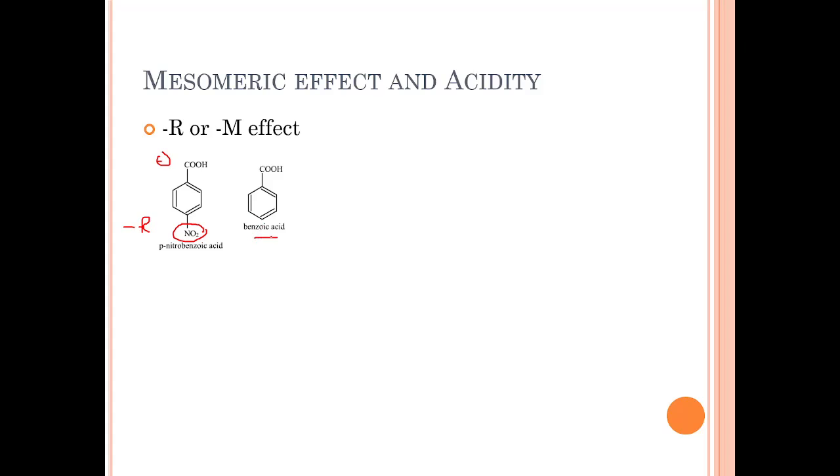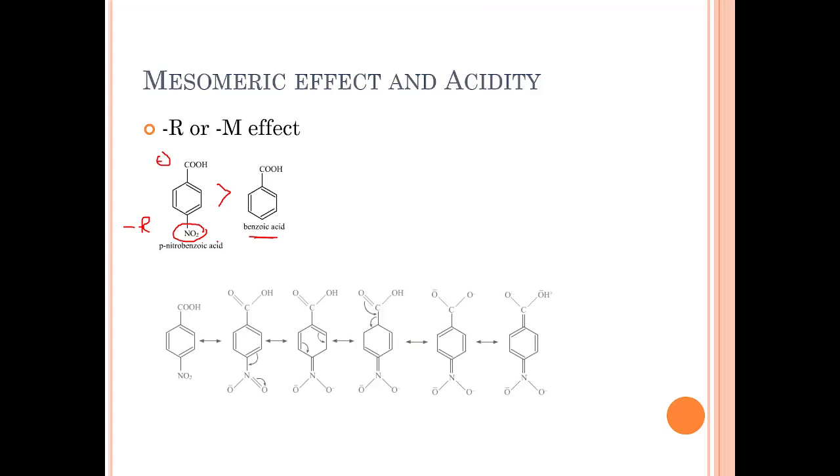But in the benzoic acid there is no such kind of minus R or minus M effect group. Okay, so it's very easy. Para-nitro benzoic acid will be the more acidic than the benzoic acid. You can see here, this is the stability of our conjugate base.